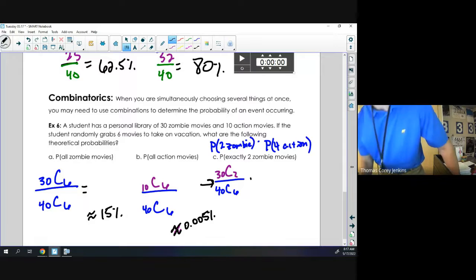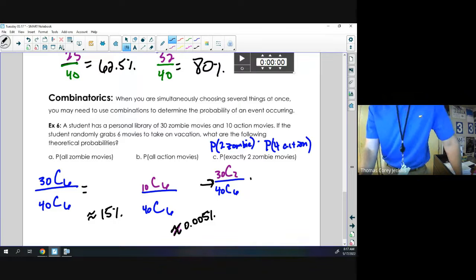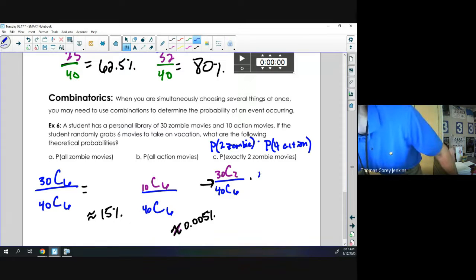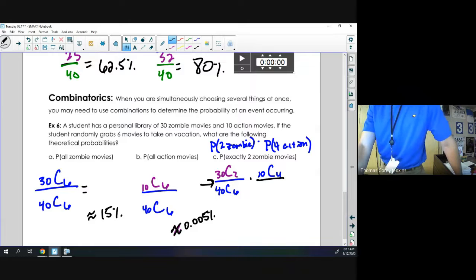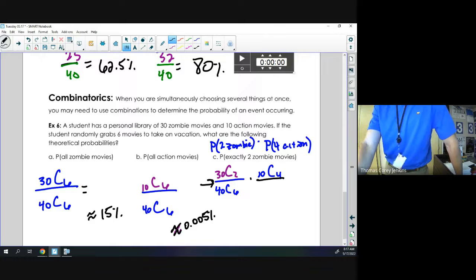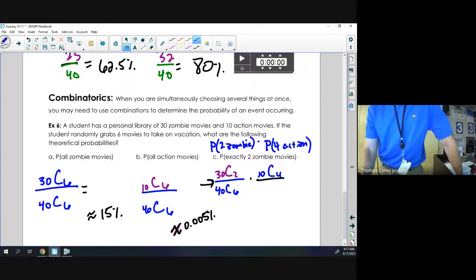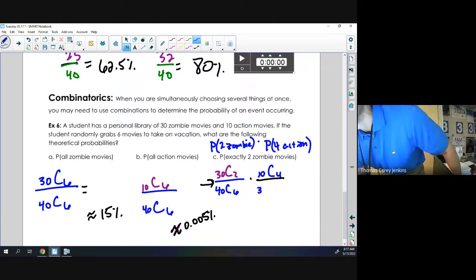And then here's where it gets a little bit tricky. Our 4 action would be 10C4. Nothing too weird about that. What changes is in our next fraction, we're only left with 38 movies to choose from. So that's where this one gets a little bit tricky. It would be 38C4 instead of 40C4.